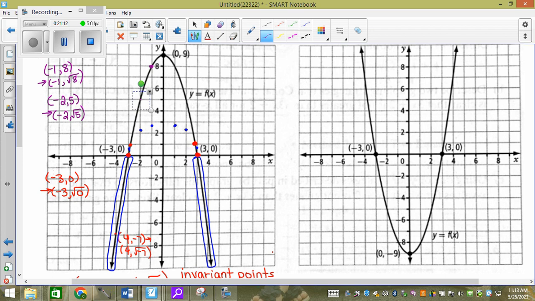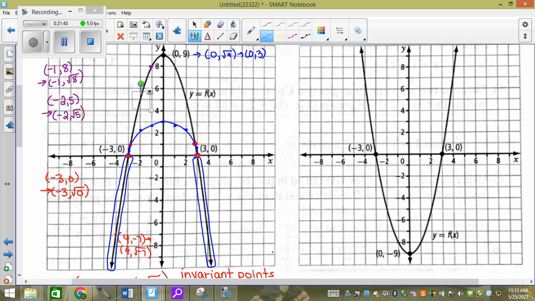0 and 9, where does that go? 0 and root 9, which is 0 and 3. Curves a little out, comes up here, comes back down. That's it. Is that crazy hard to do? No, you keep your x's, you root your y's, that's it. So all the negatives are going to go bye-bye.